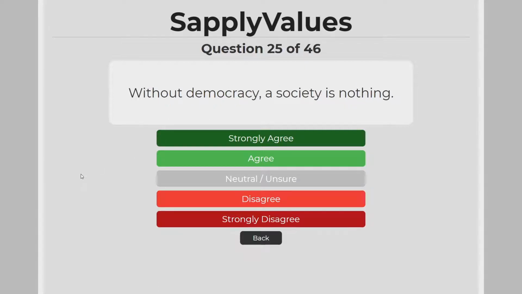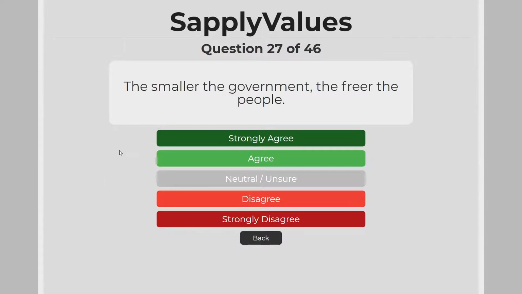Without democracy, society is nothing. Again, this is the authoritarian versus libertarian question. I think society is more about culture. So I would disagree with this. Soft disagree, but that's just from what I know about society, it's the culture of the people. Jury nullification should be legal. Strongly agree with this.